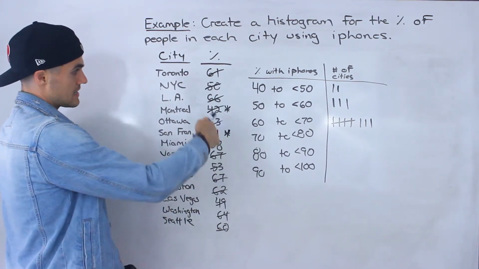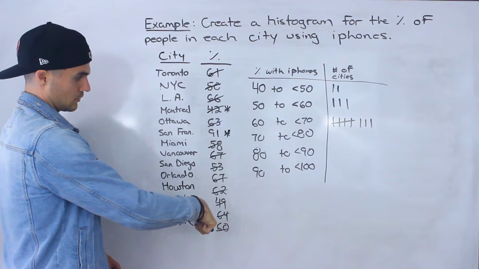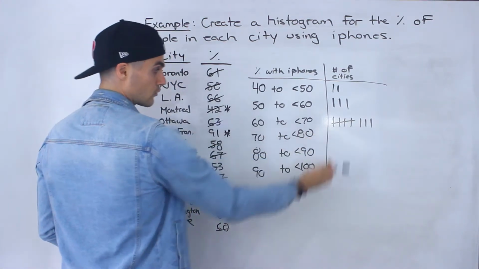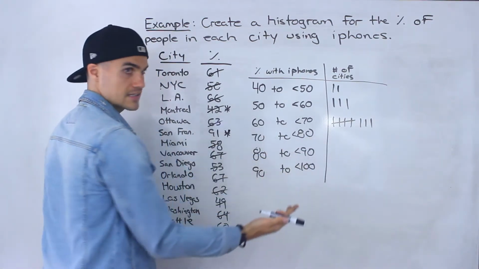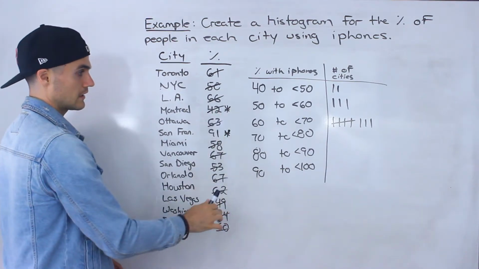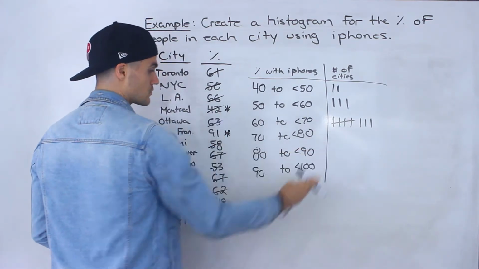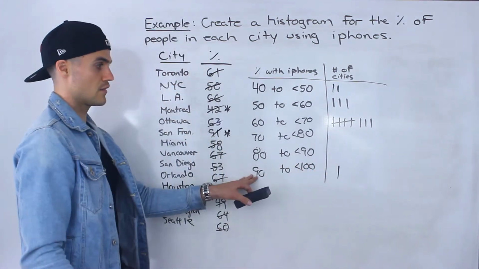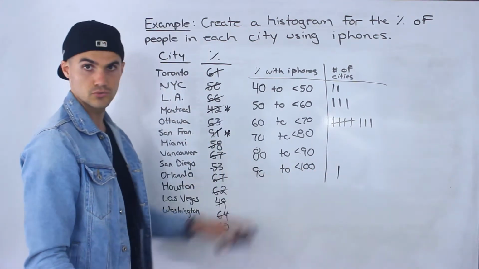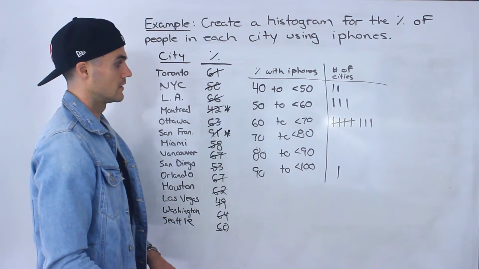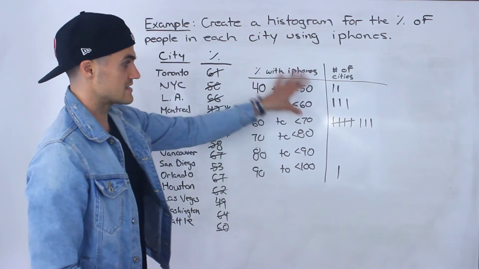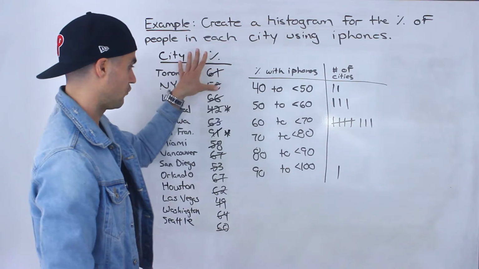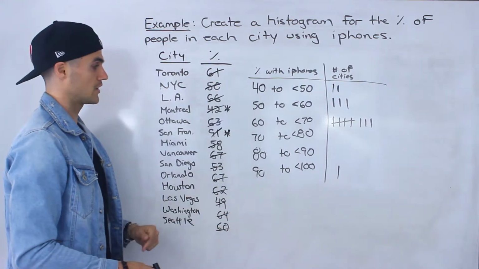70 to less than 80, if we go through all of these, notice that there is none over here. Same thing with 80 to less than 90. There is none in those two intervals. So those are 0, and then this 91 would be in this final interval, this 90 to less than 100. So that there is the frequency table for this data over here.